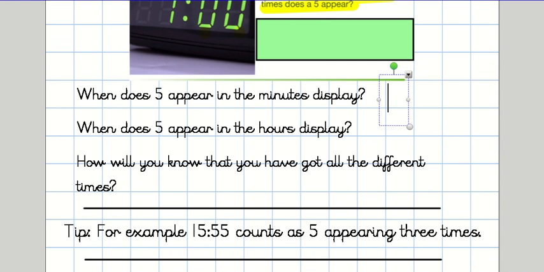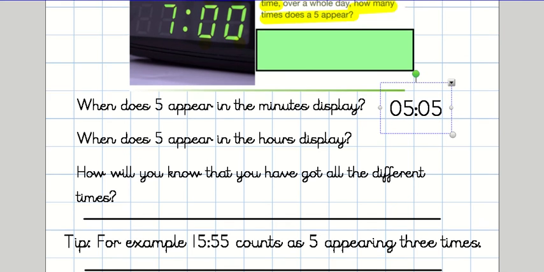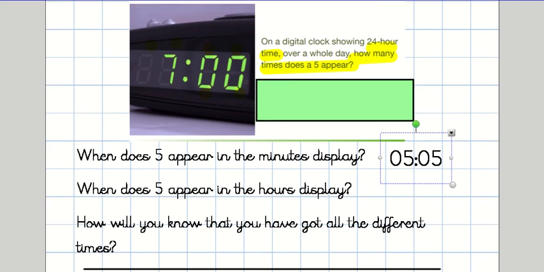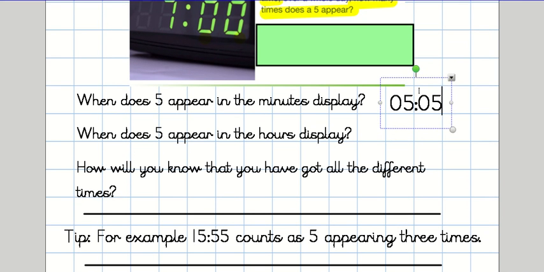It's really important as well to just clarify one thing. So for example, 15:55, so 55 minutes past 3 in the afternoon, that counts as 5 appearing 3 times, not just once. So for example, like I just showed you, if as well I had 05:05, that counts as 5 showing twice. So remember, our question is, how many times does 5 appear? So that would count as 2 times.